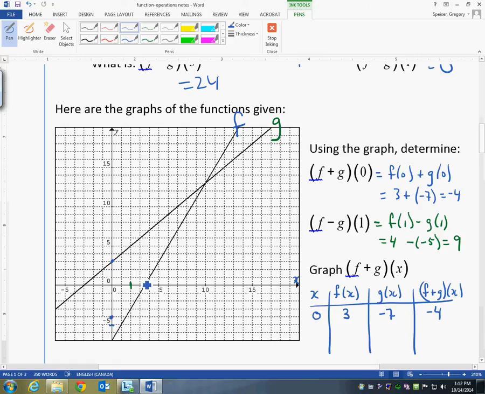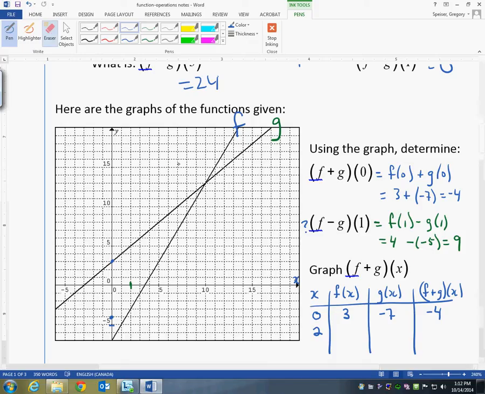Okay, how about we put at 2 now? So f... Oh, you know what? Did I mix up my f and my g? I think I did. F at 0, I said this was f, so it comes down over here. So I mixed up my numbers here. The 3 should have been a -7, and that should have been a 3. So that gives me a -4. This number might have got mixed up, f at 1 and minus g at 1.